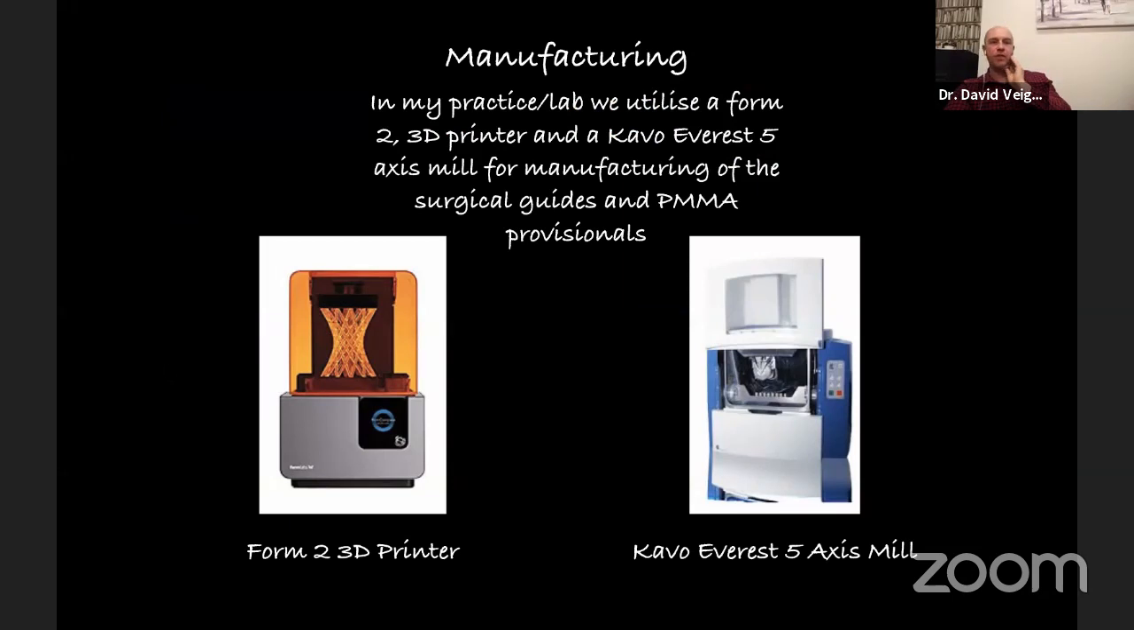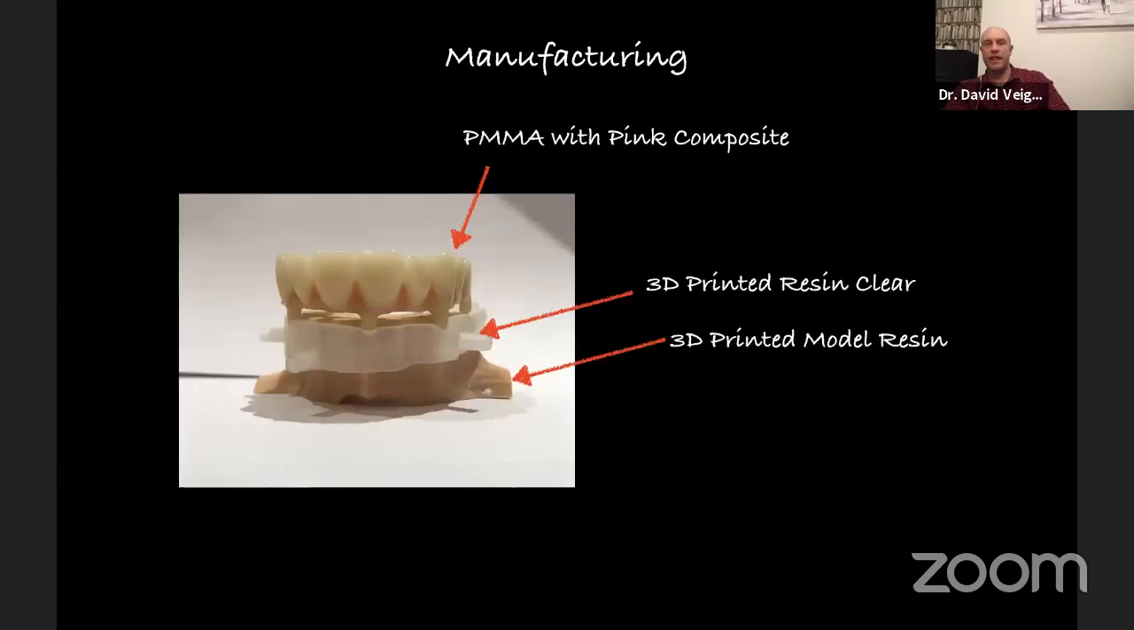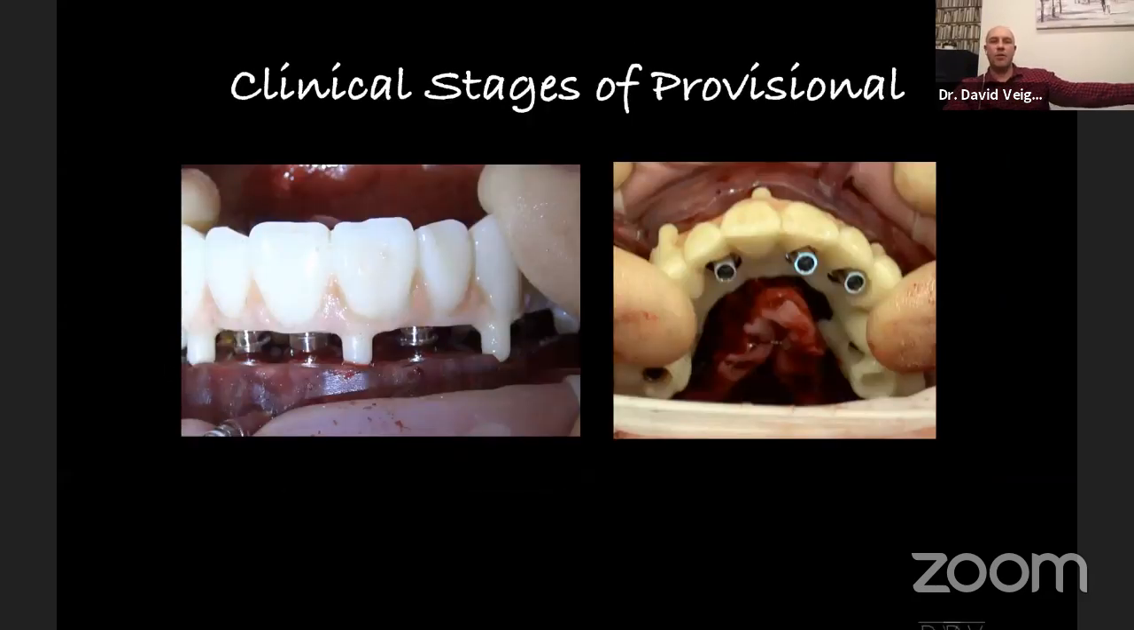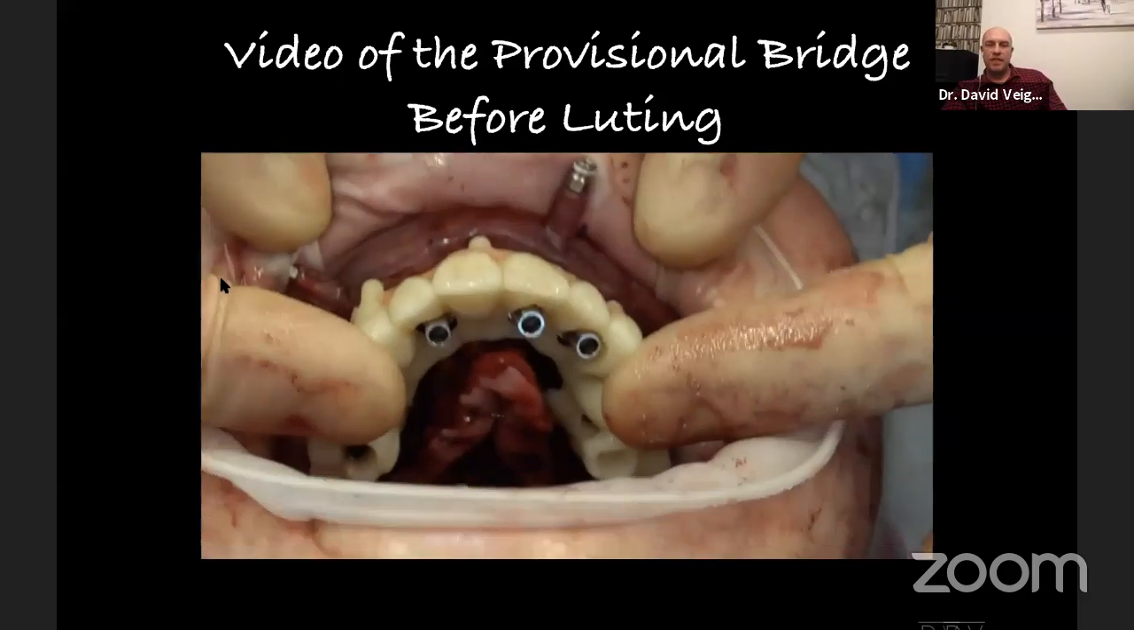Skip through this a little bit. So I mill the temporary prosthesis in PMMA, and then I 3D print the surgical guides. Now, this is quite an old case now. But what we do is I actually 3D print everything. I have a Formlabs printer that I print most of my things with now. So this is a temporary prosthesis.